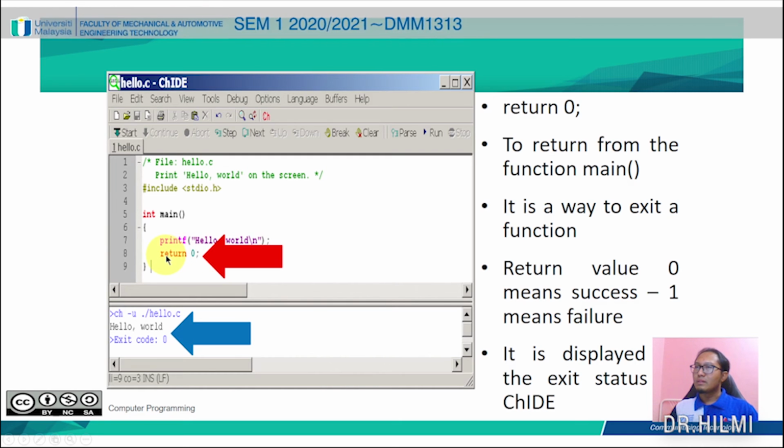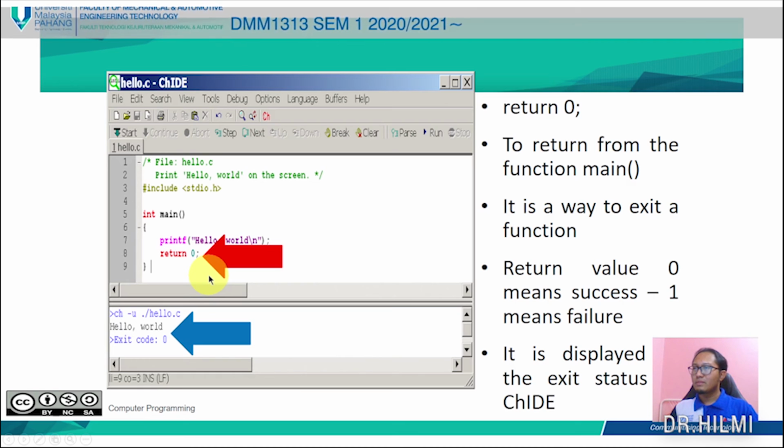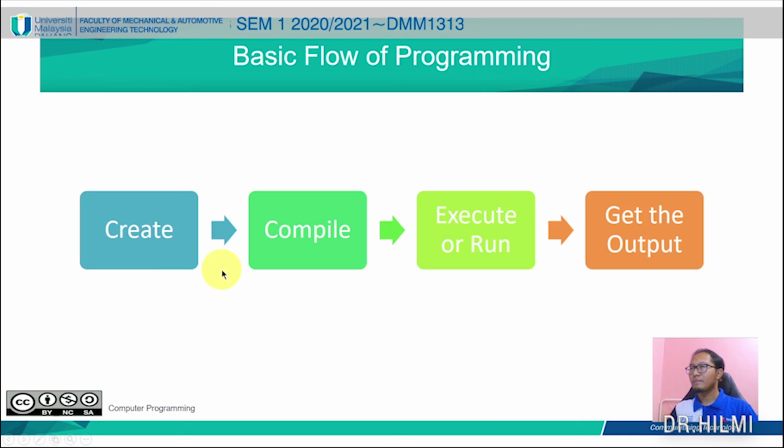Then we have in line number 8, return 0, where we are going to return from the function main. Return value 0 means success, while -1 means failure. So in the output window, we have exit code 0, meaning that the code runs successfully. The basic flow of programming is where we create the program, then we compile and execute the program using the CHIDE, and then we get the output.